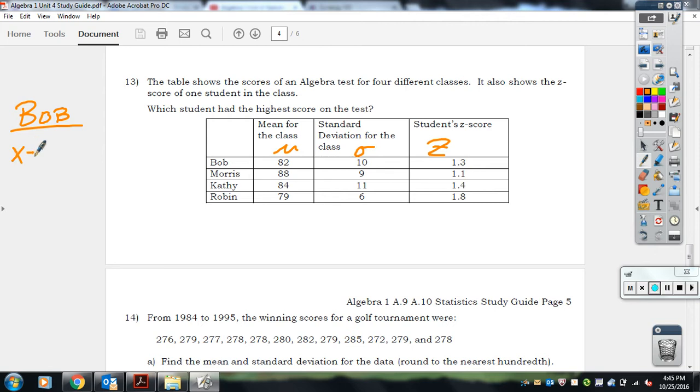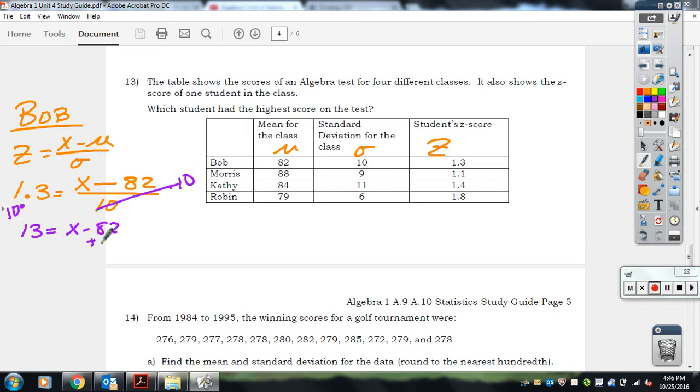Let's just do z equals x minus mu all over sigma. The z we know is 1.3 equals x, which is what we're looking for, minus the average, which in Bob's case is 82, divided by the standard deviation, 10. Going to solve this equation, times 10, times 10. This is 13 equals x minus 82. Add 82 to both sides, x equals 95. So for Bob, he got a 95.